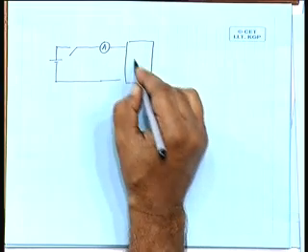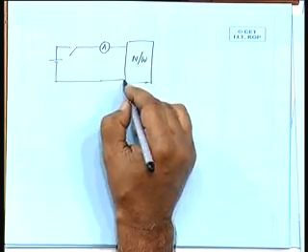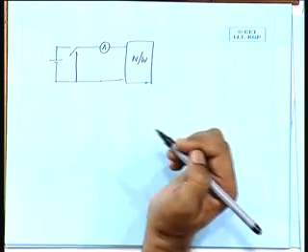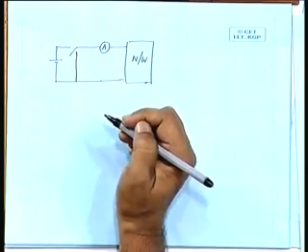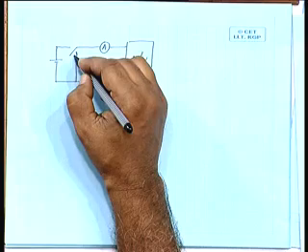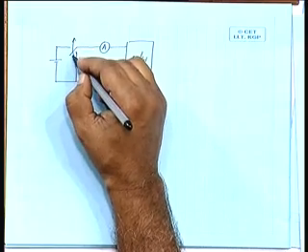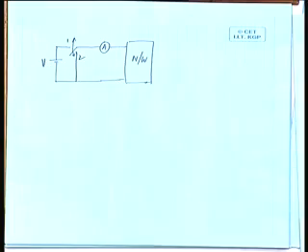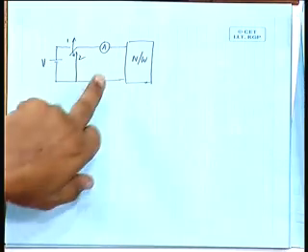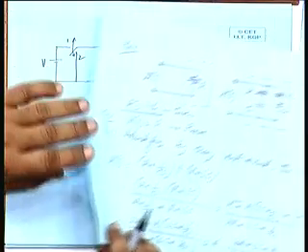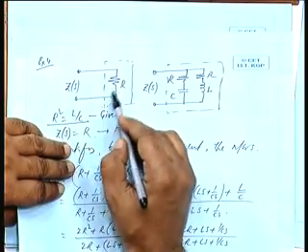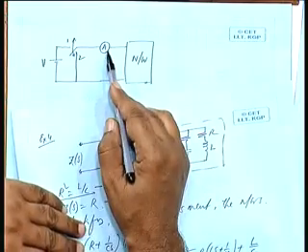This is a black box. Okay. If I have a switch initially kept in position 1, what do I observe in the ammeter? For this circuit, V by R will be the current in the ammeter, is it not?